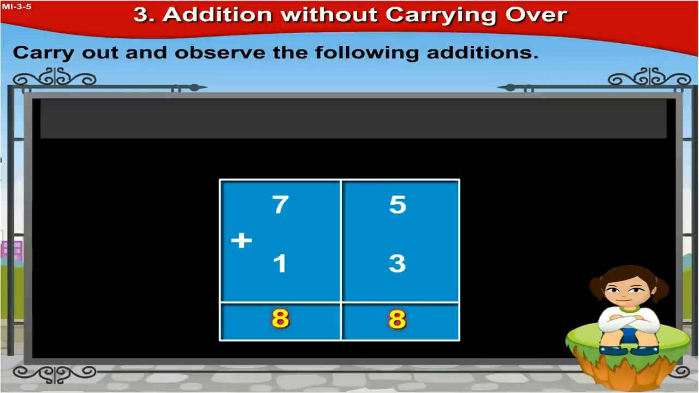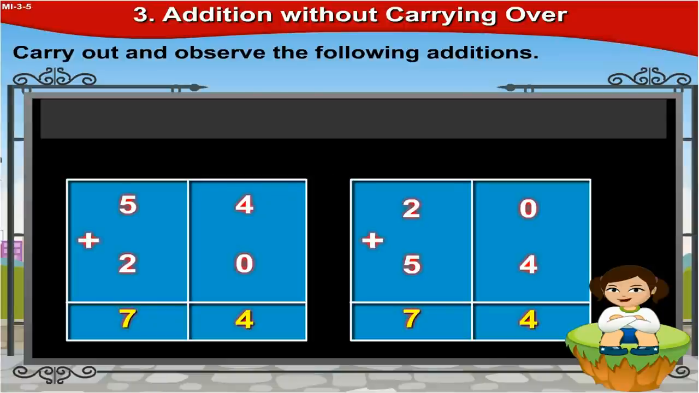Now the next sum. 13 plus 75. In the units column, 3 plus 5 is 8. In the tens column, 1 plus 7 is 8. So the answer is again 88. Children, did you notice something? Well, even when the order of numbers is changed, they add up to the same number. Did you get it? All right.